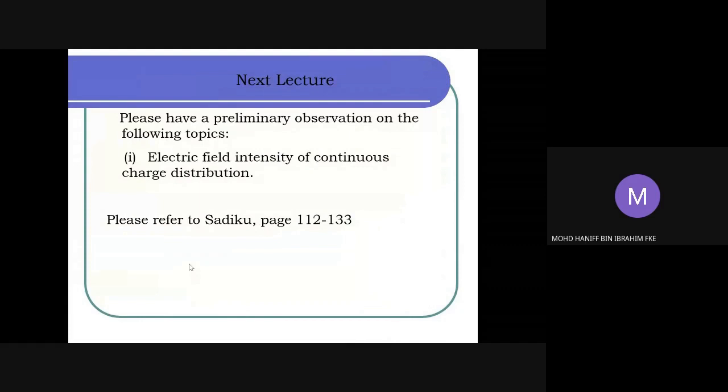Okay, that's the end of lecture number 4. Alhamdulillah, we have done Coulomb's law. Just to recap, in lecture 4, we learned about Coulomb's law. Initially, Coulomb's law is used to calculate the electric force, and from this idea, we migrated to calculating the electric field intensity. So far, we have calculated the electric field intensity and the electric force due to point charge. I hope that's clear on these issues.